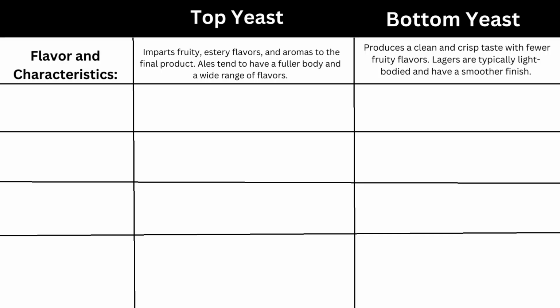First, flavor and characteristics. Top yeast imparts fruity, estery flavors and aromas to the final product. Ale tends to have a fuller body and a wide range of flavors. Bottom yeast produces a clean and crisp taste with fewer fruity flavors. Lagers are typically light-bodied and have a smoother finish.